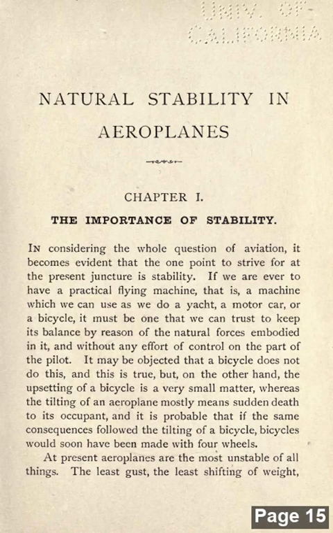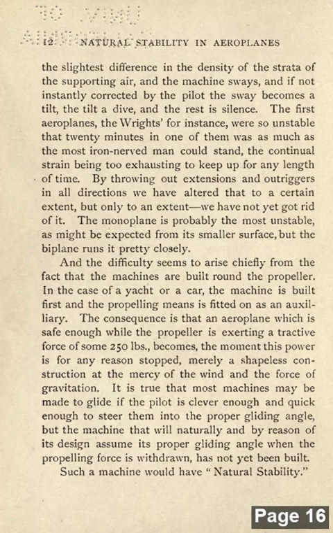It may be objected that a bicyclist does not do this, and this is true, but on the other hand, the upsetting of a bicycle is a small matter, whereas the tilting of an airplane mostly means sudden death to its occupant, and it is probable that if the same consequences followed the tilting of a bicycle, bicycles would soon have been made with 4 wheels. At present, aeroplanes are the most unstable of all things. The least gust, the least shifting of weight, the slightest difference in the density of the strata of the supporting air, and the machine sways, and if not instantly corrected by the pilot, this sway becomes a tilt. The tilt is fatal, and the rest is silence.